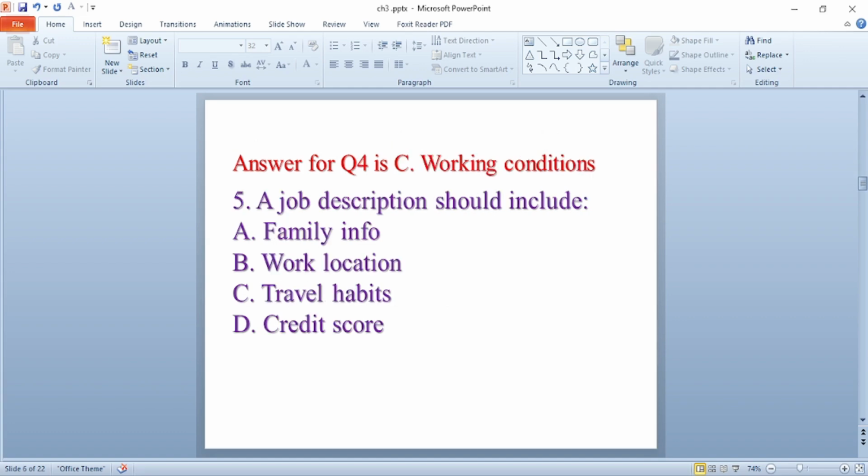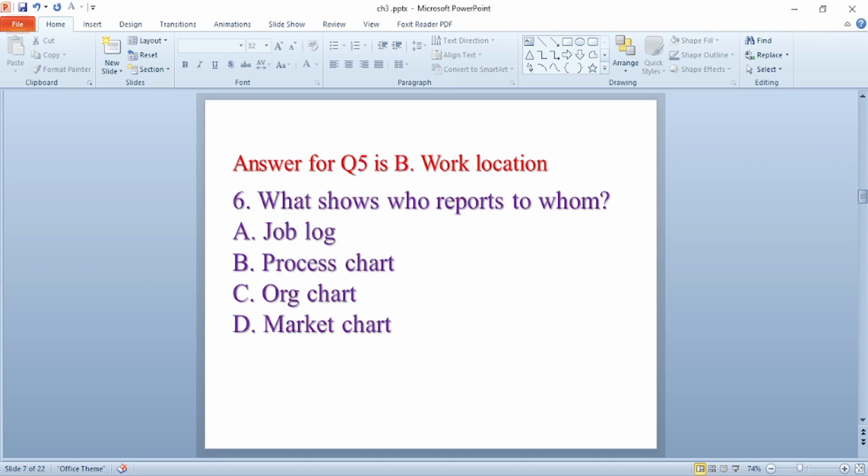Question number 5. A job description should include dash. A. Family info. B. Work location. C. Travel habits. D. Credit score. The answer for this question is B. Work location.